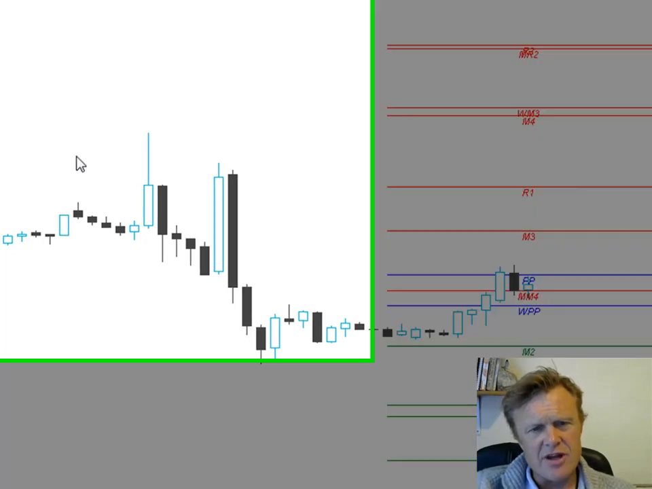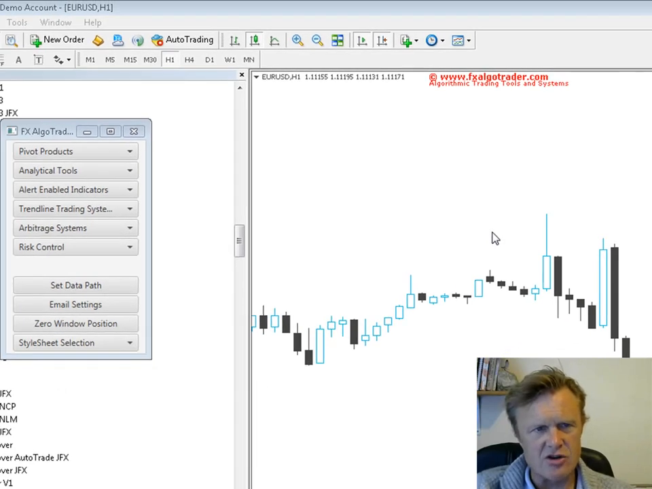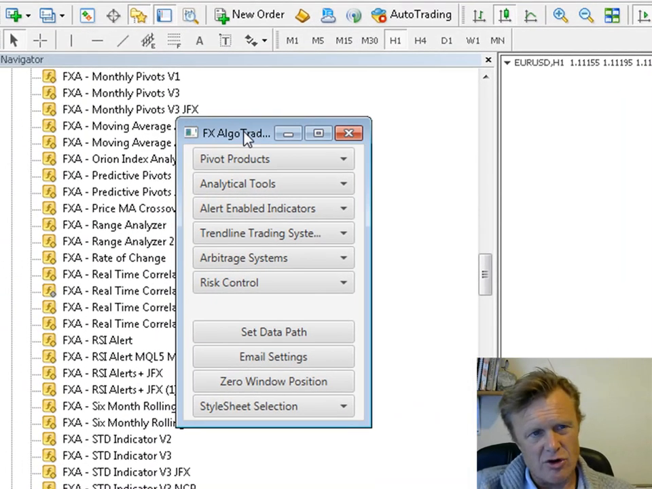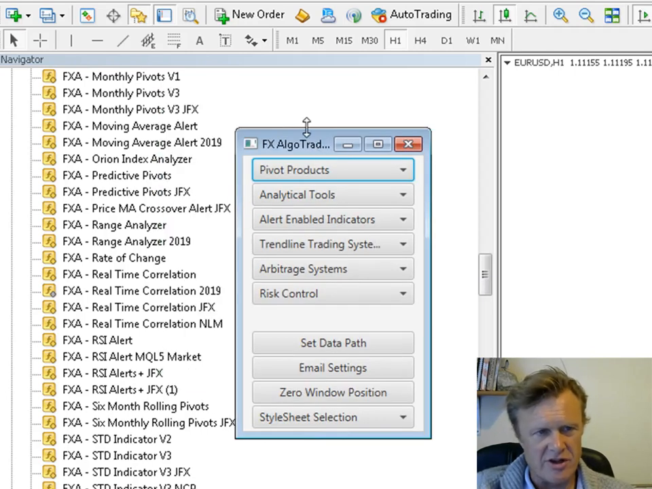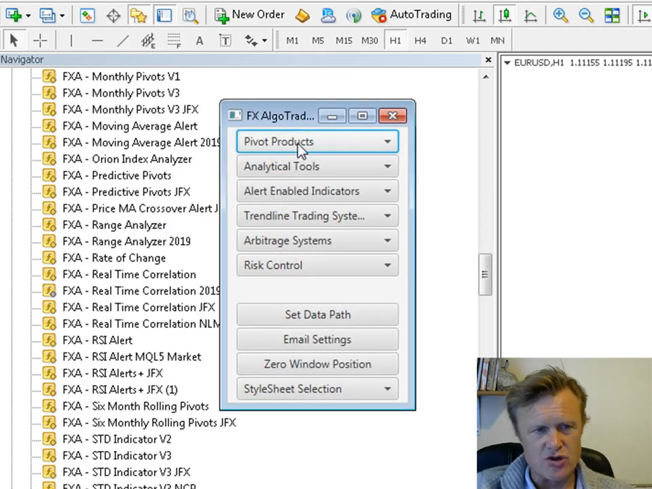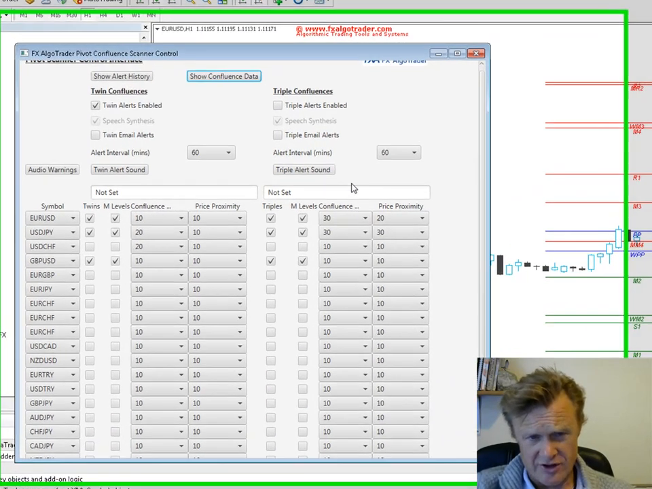This is a video datasheet for the Pivot Scanner Confluence service. The way you access this tool is you go to the product catalog within the JFX or Java toolset, and if you subscribe to this service you can then access the Pivot Confluence Scanner, which you can see here.